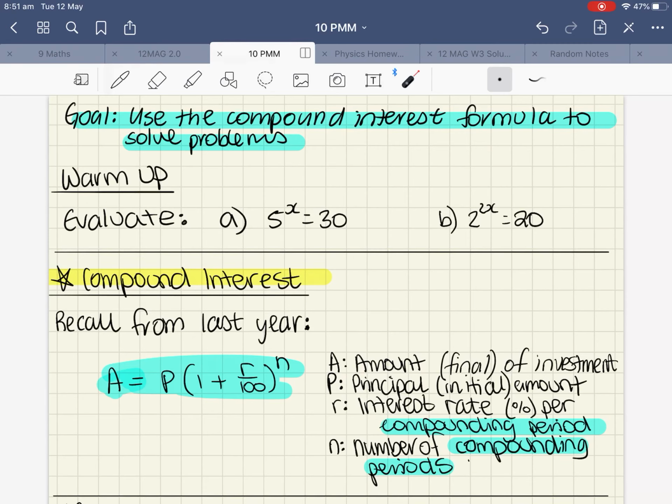Starting with the warm-up, I want you to evaluate these two equations for x using logarithms, and make sure you upload those to OneNote, please.